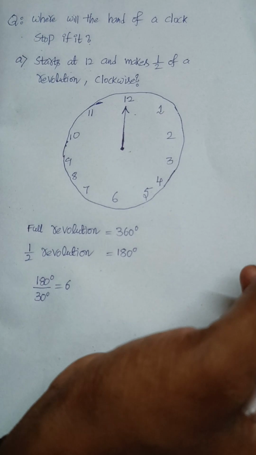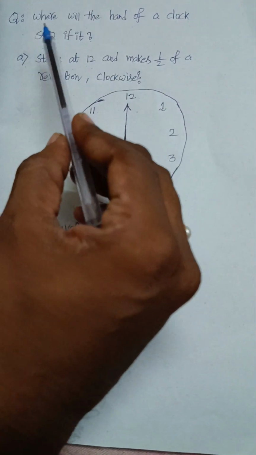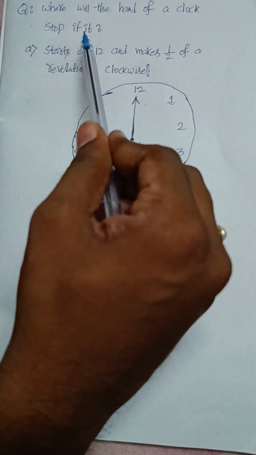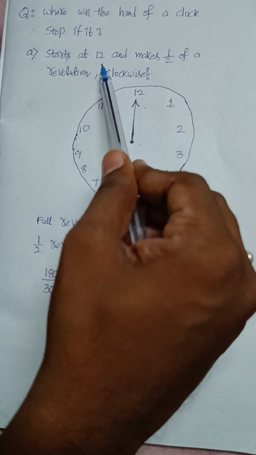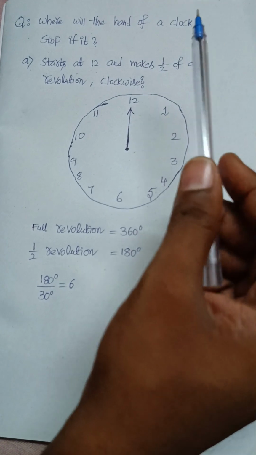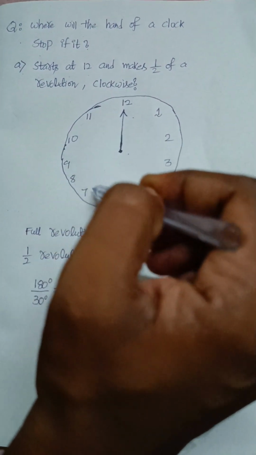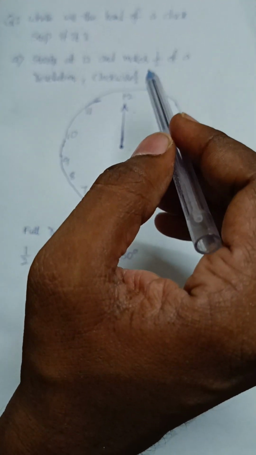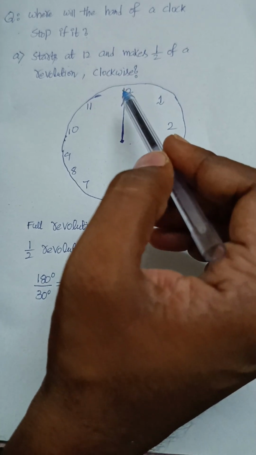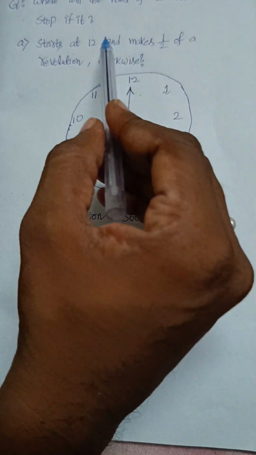Today we will see a small problem related to clocks. The question is like this: where will the hand of a clock stop if it starts at 12 and makes half of a revolution clockwise? Clockwise rotation means like this, and anti-clockwise rotation is like this. So where will the hour hand or the minute hand or maybe second hand, whatever may be the hand, stop if it starts at 12?